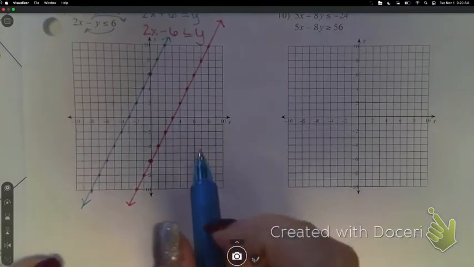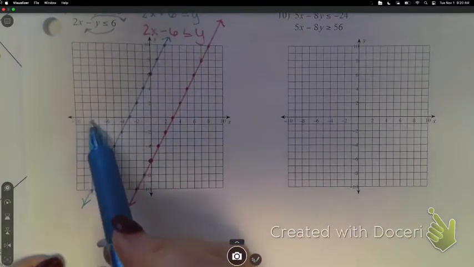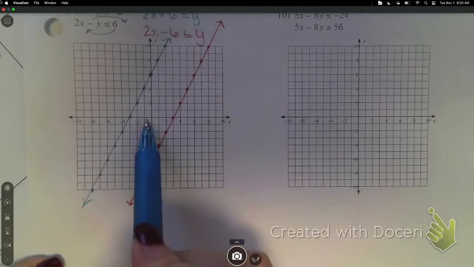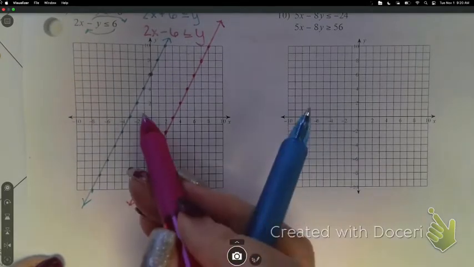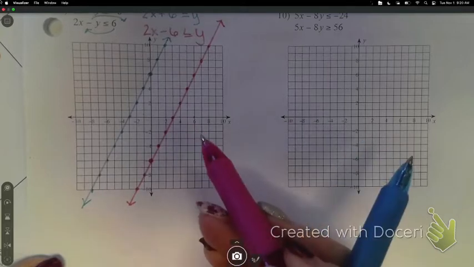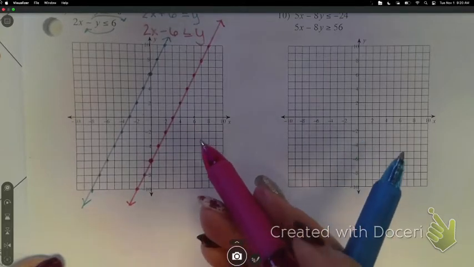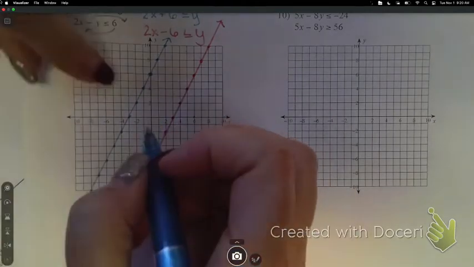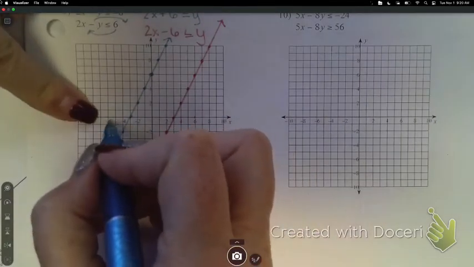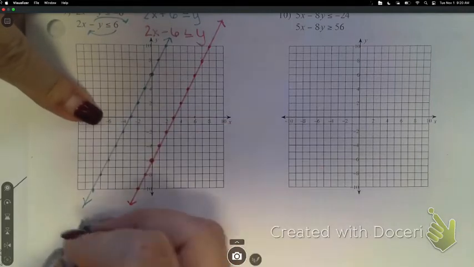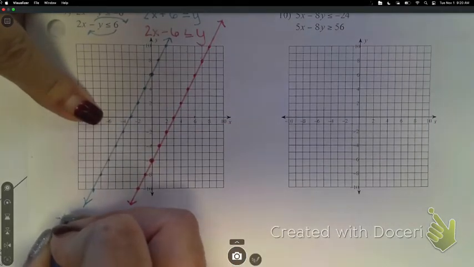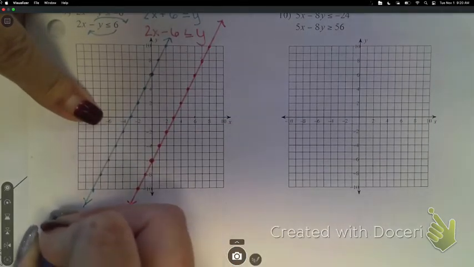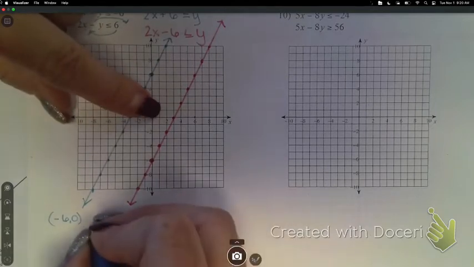Okay, so now I need to test on the left and the right of the blue and the left and the right of the pink. Everyone get what I'm saying? Yeah. Okay, so test a number on the left. Negative is -6. So I'm going to do -6, 0. And then I'm going to do 1, 0.